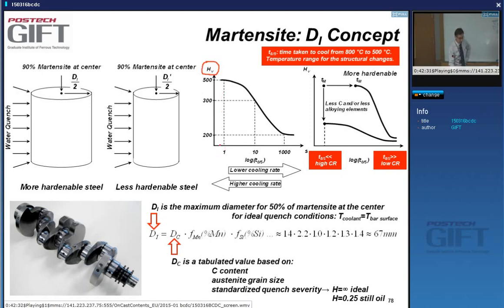And in the axis here, instead of having, for instance, a distance, the hardenability data that they present may be Vickers hardness as a function of what's called the log of T8/5. What does that mean? This means the log of the cooling time in the temperature range of 800 to 500 degrees C.